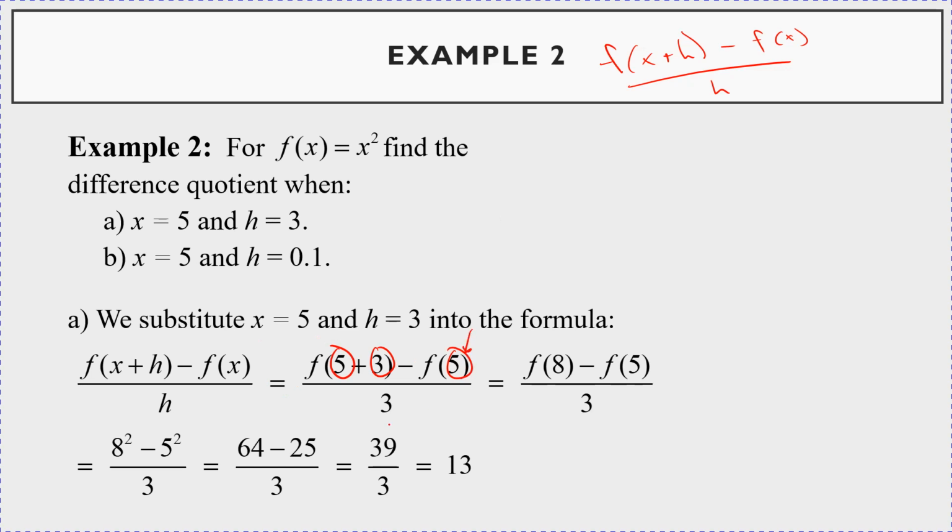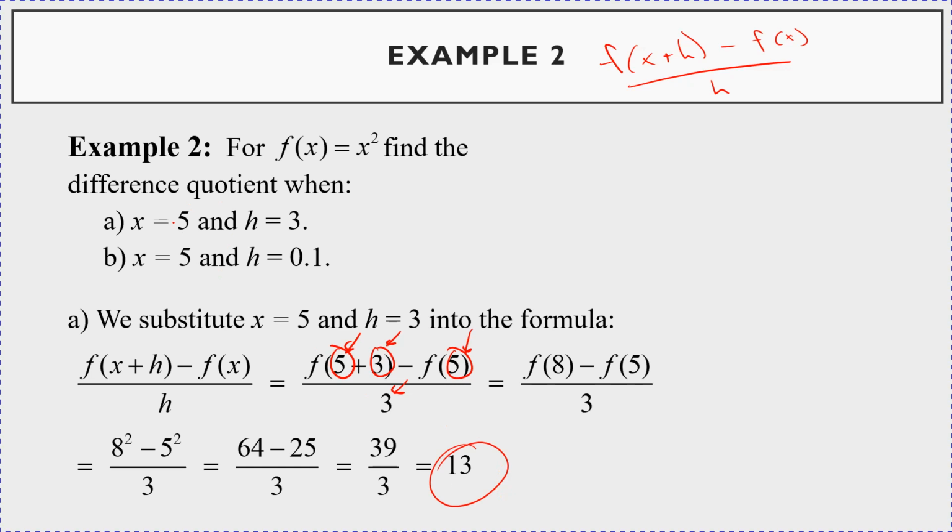So there's my 5, and wherever I see an h, I'm just going to plug in 3. Well, 5 plus 3 gives me 8. F of 5, so 5 stays, and h is 3. Well, it's just x squared. So it's 8 squared minus 5 squared over 3, which is 64 minus 25 over 3, which is 39 over 3, which simplifies to 13.